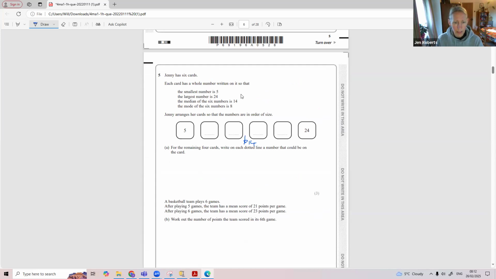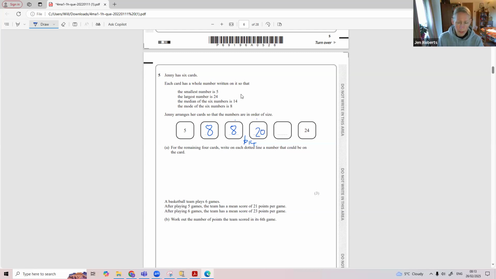The mode of the numbers is 8. So most common needs to be 8. I'm going to put 8 and 8 there. To get this median from these two numbers, add them up and halve them. So I'm going to double 14 to get 28. 28 take away 8 is 20.